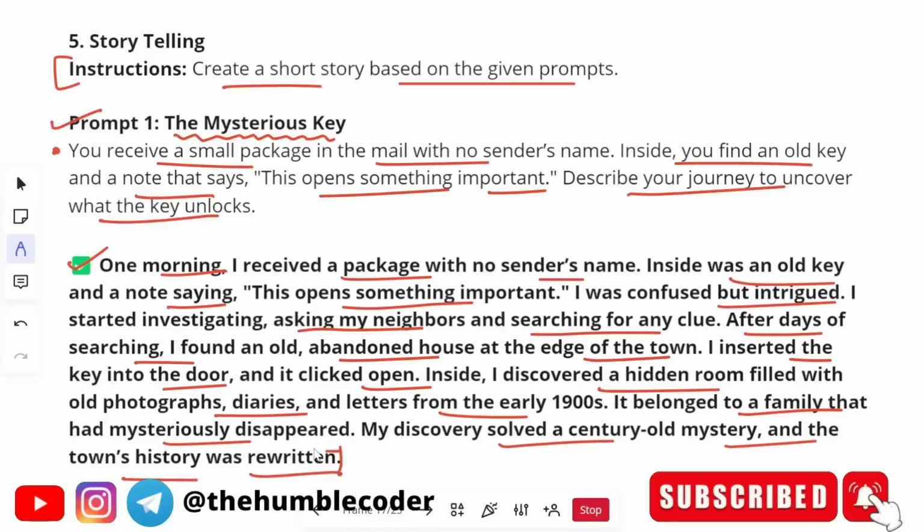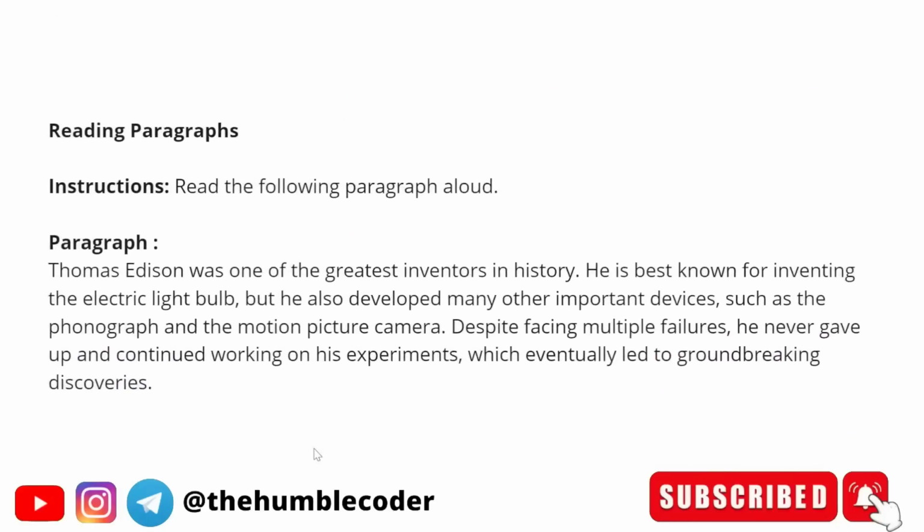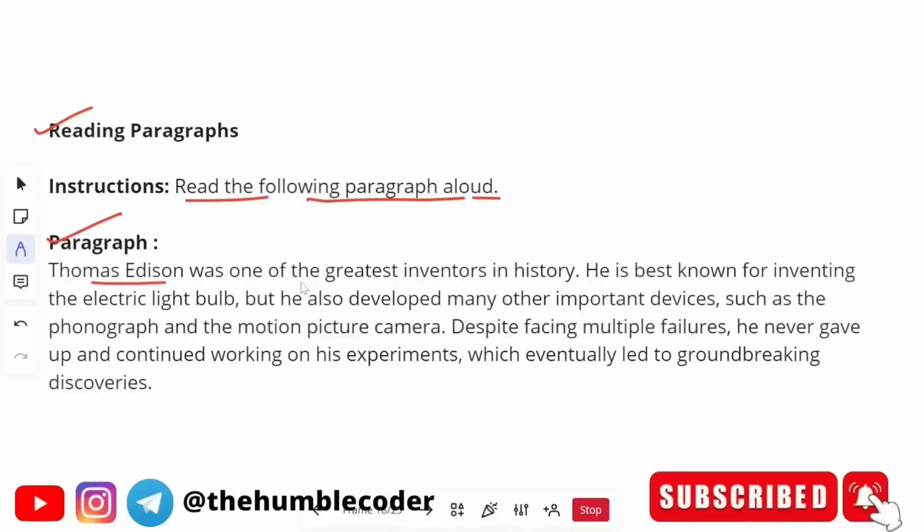Okay, so in this way, you will be given a topic based on which you have to create a story. Okay, let's move on to the next set of questions. Now, in these types of questions, you will be given a paragraph that will be written on your screen. What you need to do is read this paragraph aloud. The instruction says, read the following paragraph aloud, and the paragraph is written on the screen. Let's read it out. Thomas Edison was one of the great inventors in history.